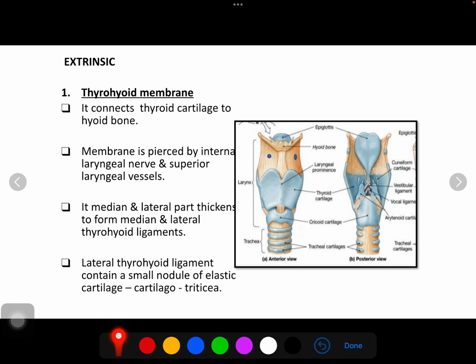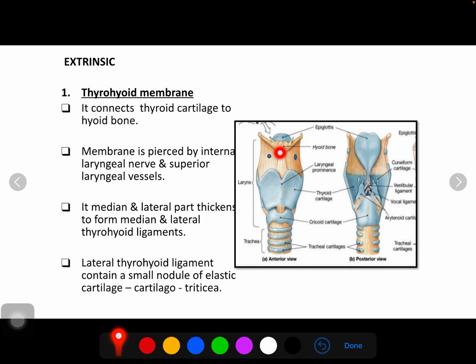The next one, ligaments and membranes. The first one, extrinsic ligaments. First is the thyrohyoid membrane. It connects the thyroid cartilage to the hyoid bone. This membrane is pierced by the internal laryngeal nerve and superior laryngeal vessels.